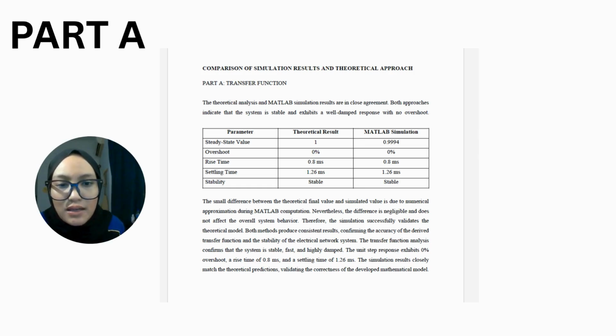The minor discrepancy in the final steady state amplitude, 1 versus 0.994, is purely a tracking artifact of numerical approximation tolerance in MATLAB. This negligible variation confirms that our derived transfer function perfectly models the real-world reactive network behavior. From this comparative result, we can draw three critical physical insights regarding our circuit characteristics.